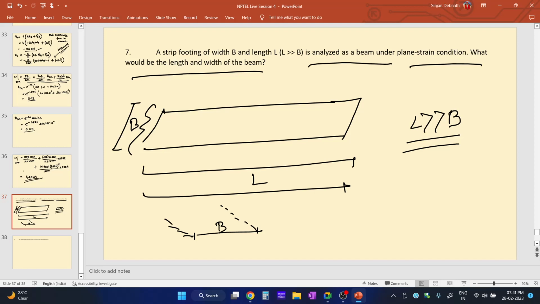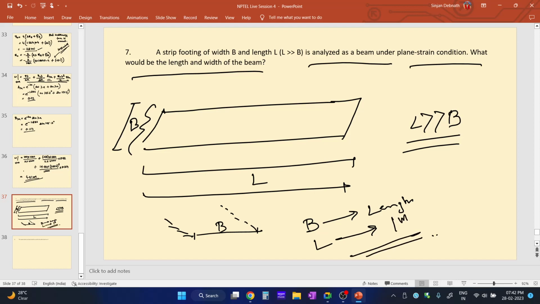That means we can say the length is unit length. In order to analyze these problems, we assume length to be 1 meter, to be unity. So in these types of problems, we consider the width of the beam to be the length of the beam, and the length we consider to be 1 meter.